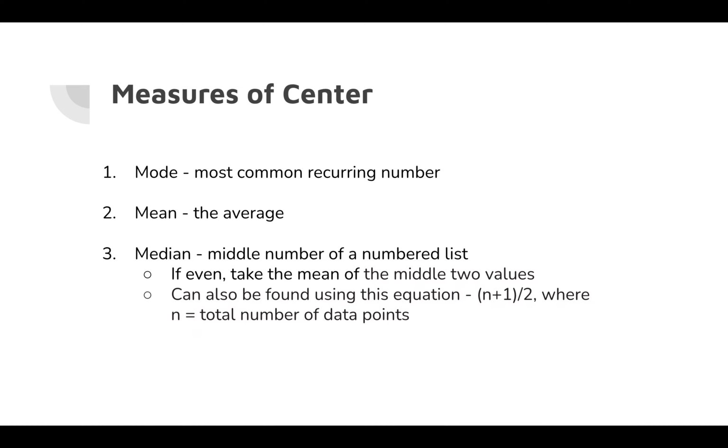There are three main measures for the center of a distribution, which are mode, mean, and median. Each of these measures is based off a different idea of describing the center of a distribution. For example, mode uses the most commonly recurring number, mean uses the average, and median uses the middle number of a numbered list.